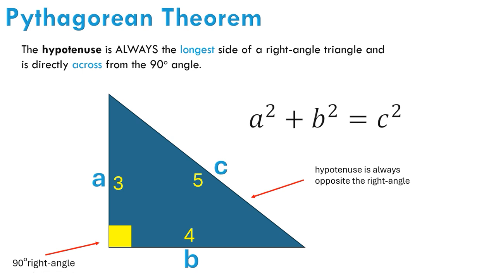Now, the Pythagorean theorem says that the square of A plus the square of B will equal the square of C. Or in other words, A squared plus B squared equals C squared.